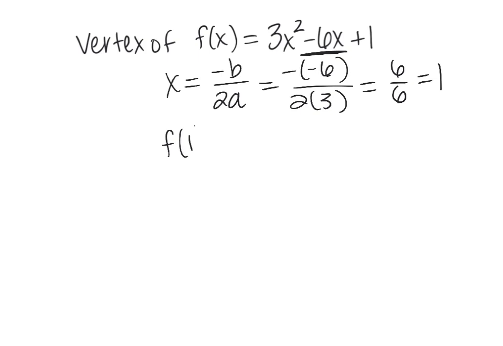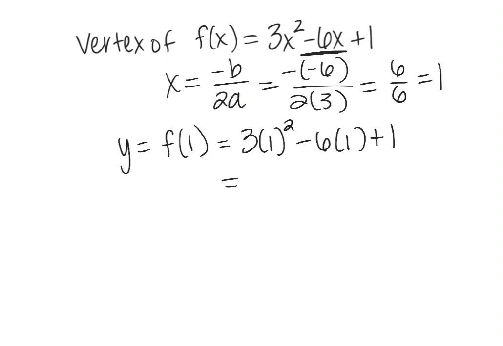To find the y value, I need to evaluate the function at 1, or at whatever x value that I get. So 3 times 1 squared minus 6 times 1 plus 1. We're looking at 3 minus 6 plus 1, negative 2, which tells me my vertex is at 1, negative 2. So we're just using that vertex form. Whoops. This needs to be 20.